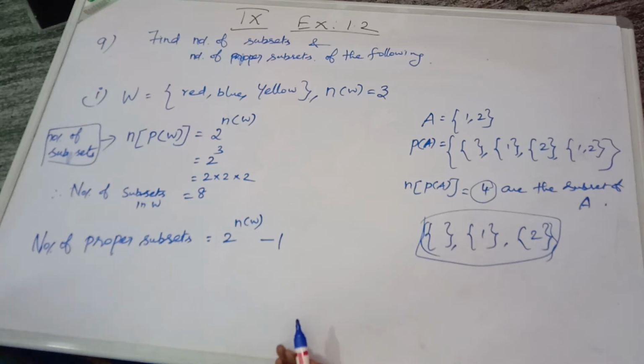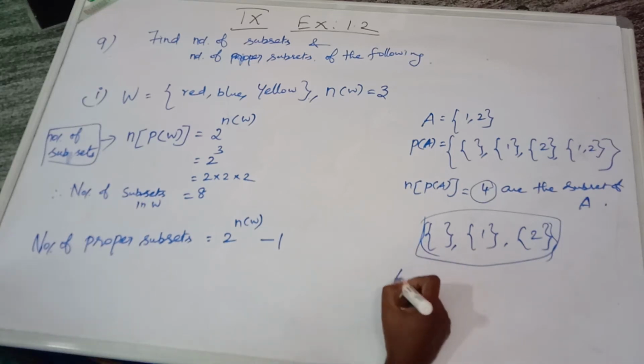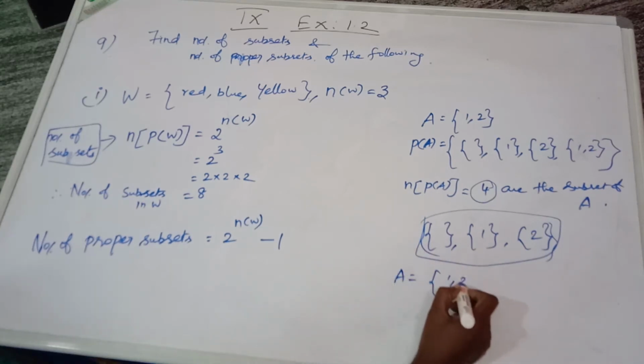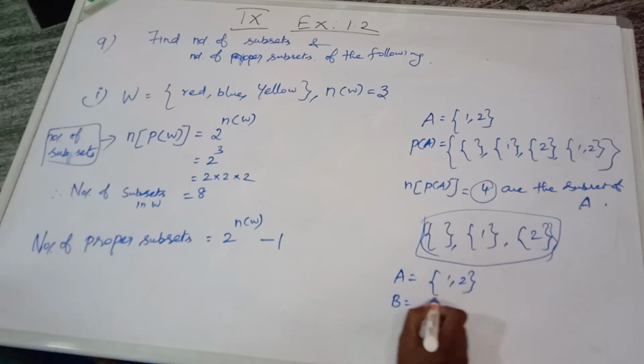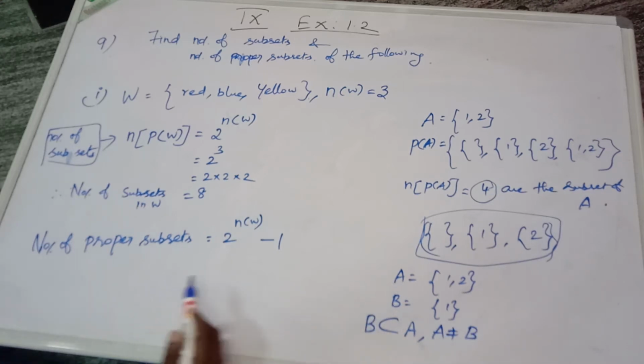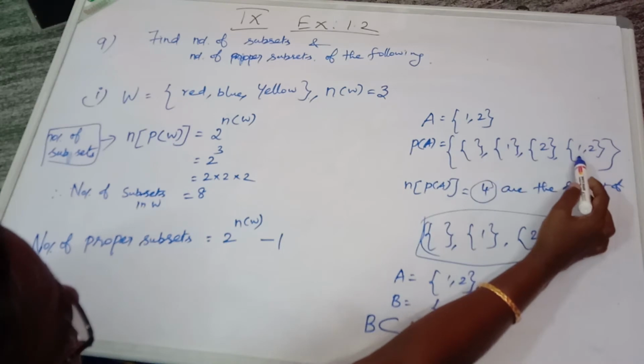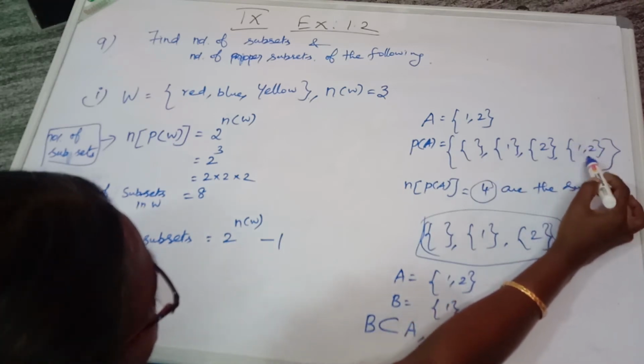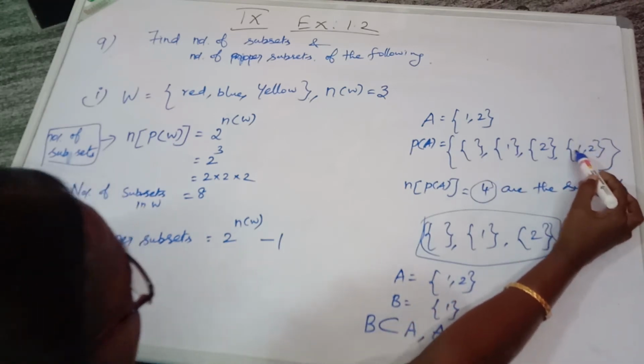What is a proper subset? If A is 1, 2, then B is the single element 1. It has only one element, so every element in B is in A, so B is a proper subset of A. One more important condition: A is not equal to B. Both are not equal, so the given set should not come here. So you have to subtract only one element from the subsets.